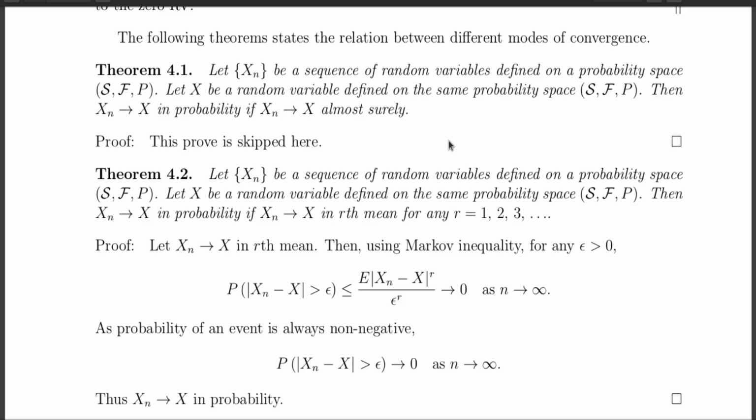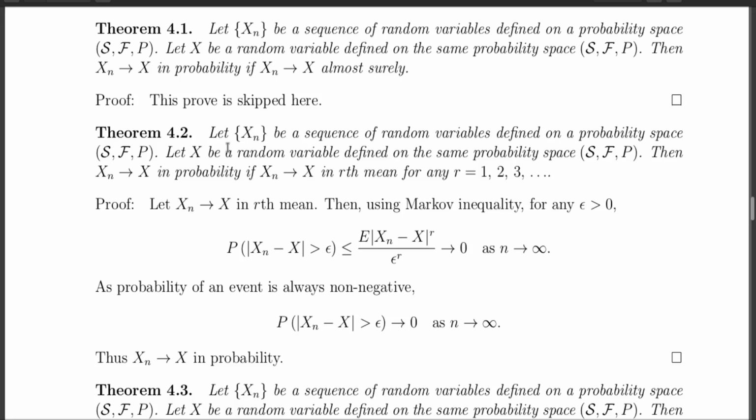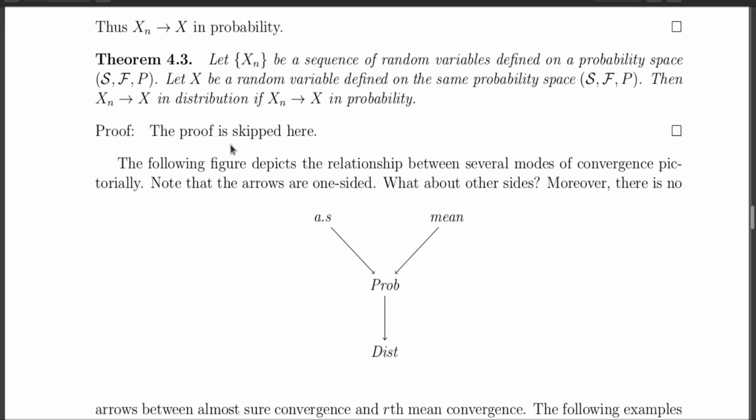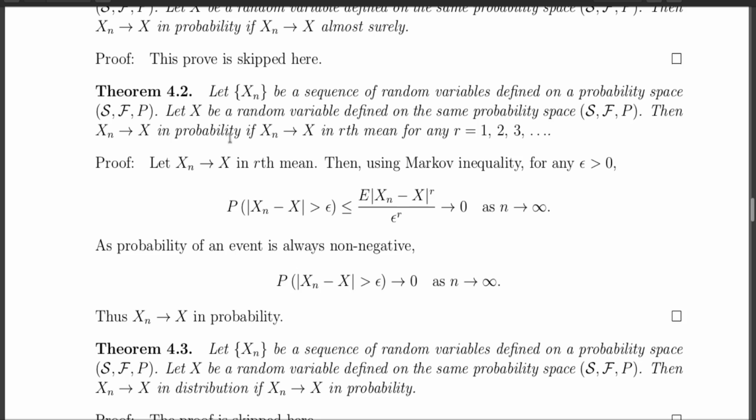In this lecture we are going to see some of the relationships between different modes of convergence. The relationships are given basically by these three theorems: theorem 4.1, 4.2, and 4.3. We have skipped the proof of theorems 4.1 and 4.3, but the proof of theorem 4.2 is given, which is a very simple one.